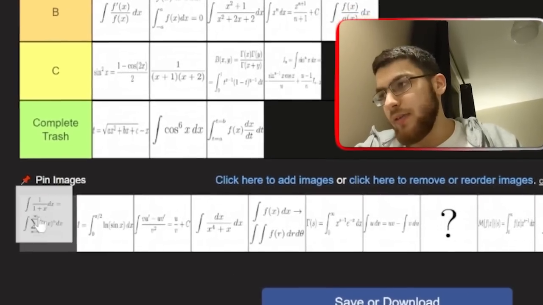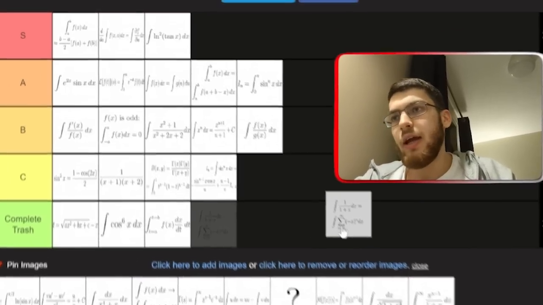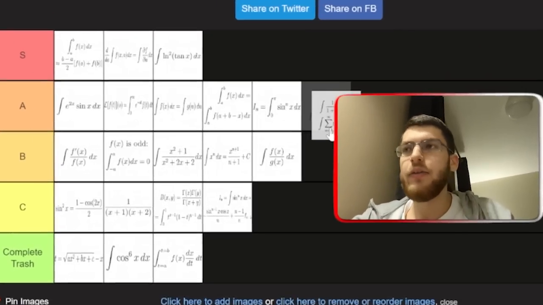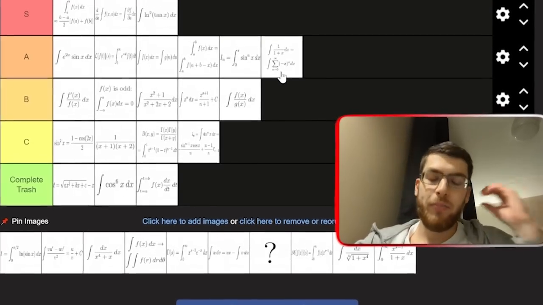Next, we've got series expansion. Series expansion is useful in a specific case. It's kind of satisfying as well, so we'll put it in A tier.